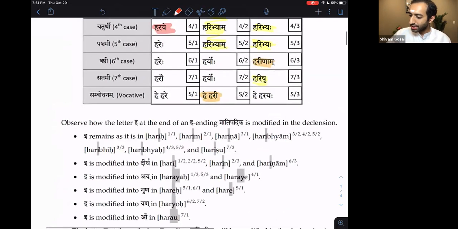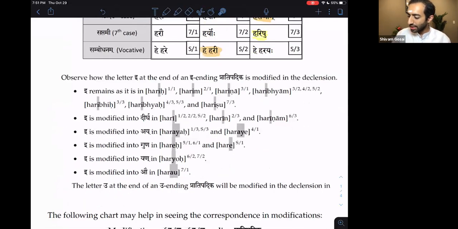Then we see E is modified into guna. Okay, this is not guna sandhi. It's just a guna letter replaces the E. Okay? The guna letter replaces the guna, right, means a, o. So E will get replaced by a. So you get harehe and hare. 5161 and Sambodhana 1.